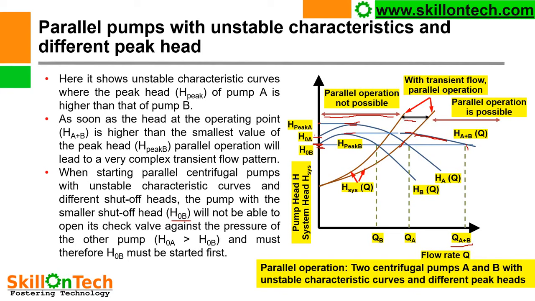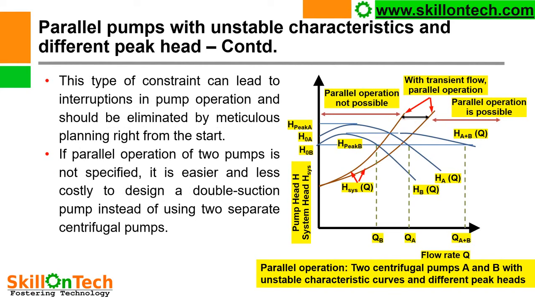So it will be difficult to operate the pumps in parallel. Therefore, we have to start pump B first and then we have to start pump A. And trouble free parallel operation is possible only in this zone, which is shown here. So this type of constraint can lead to interruption in pump operation and should be eliminated by meticulous planning right from the start.